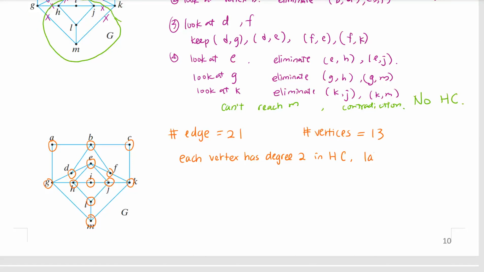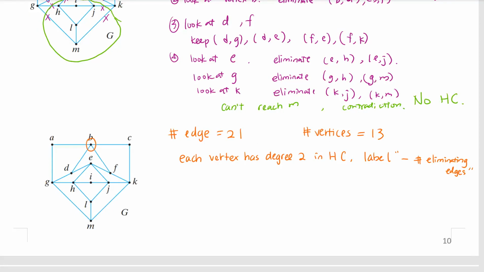So let's label each vertex with its degree minus 2, the number of edges to eliminate. Okay, so now let's see. Look at A. A, now the degree is 2, but 2 is good, right? Because we want to have degree 2 in the Hamiltonian cycle. So the vertex A is okay.